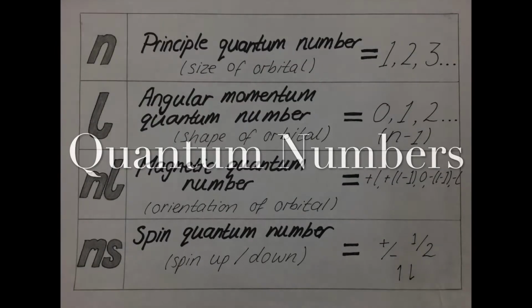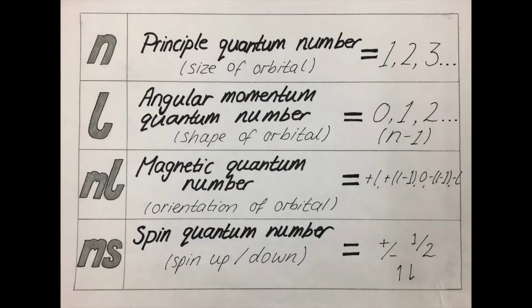Quantum numbers. Essentially, to describe the behavior of electrons we need 4 numbers. N is the principal quantum number, which is the size of the orbital. L is the angular momentum quantum number, which is the orbital shape. ML is the magnetic quantum number, which is the direction of the orbital. And MS is the spin quantum number, which is the electron's spin up or down.